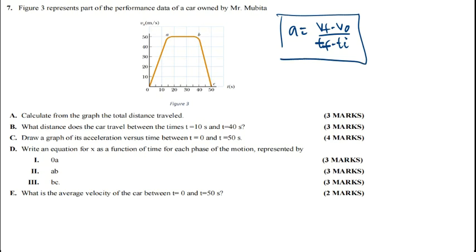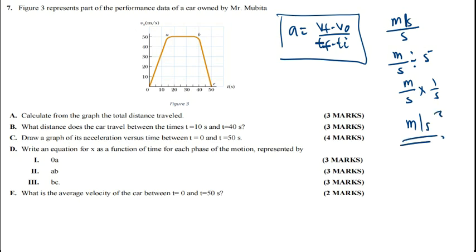Now, why are we saying this formula is valid? Because velocity is in meters per second, time is also in seconds. So you have got meters divided by second divided by again second. So meters divided by second times 1 over second. So you are going to have meters per second squared. That's the reason why we use this formula when we're talking about the graph.